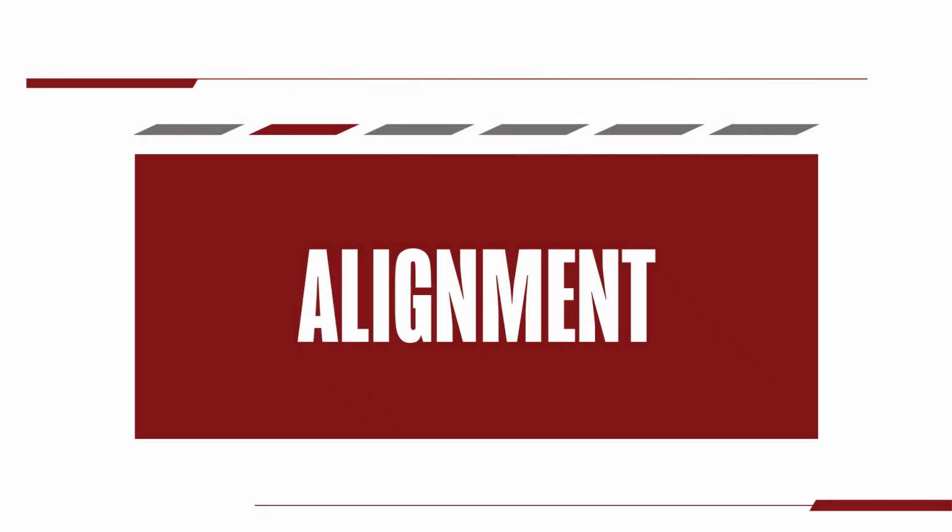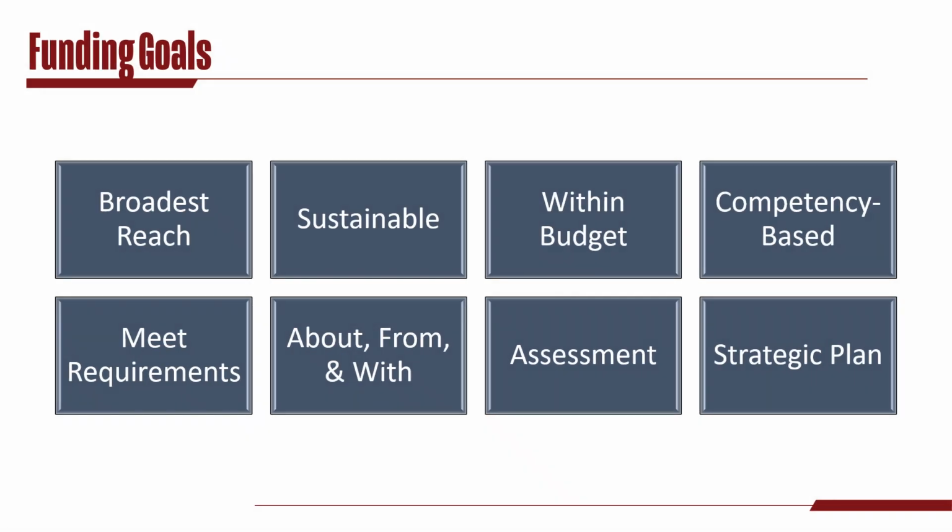Let's talk a little bit about alignment. In this video, we will review 8 tips for aligning your project with the funding goals of the seed grant. First, have the broadest reach. Next, be sustainable. Then we'll discuss budget and competencies. We'll discuss requirements and IP definitions, and we'll wrap up with assessment and strategic alignment. Let's look at each of these a little further.